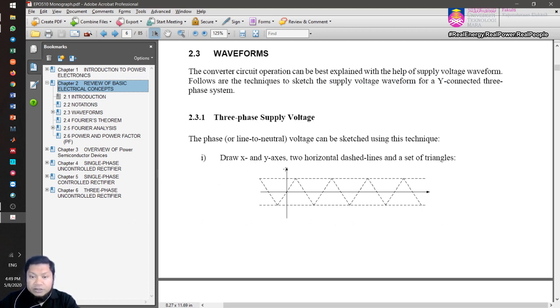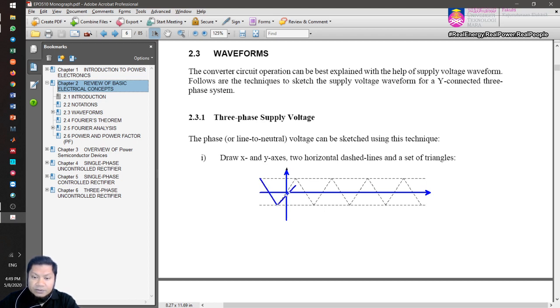You start by drawing the x and y axes. Then draw two horizontal dashed lines and a set of triangles. Then what you need to do is draw these triangles, extending a bit into the negative half cycle.